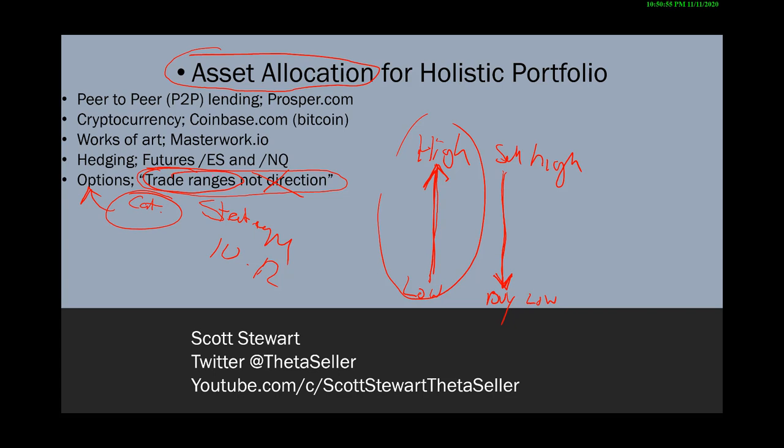And with options, you can pick a range. You can say this stock is trading at $20 a share right now. I don't know where this thing is going to go over the next 30 days. It might go up to 25. It might stay the same. It might even go down to 15. I don't know. But we can structure a trade so that, for example, as long as over the next 30 days this stays above 15 and below 25, as long as it stays within this range, we get paid.